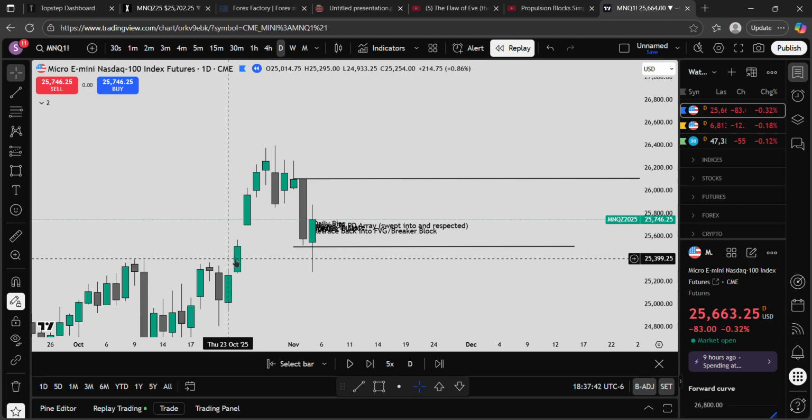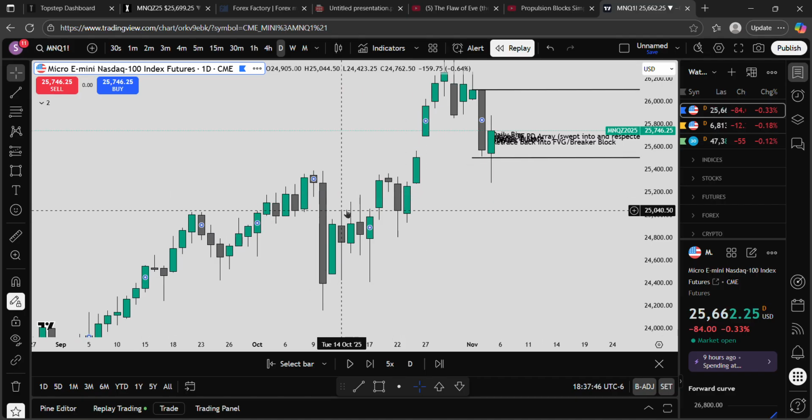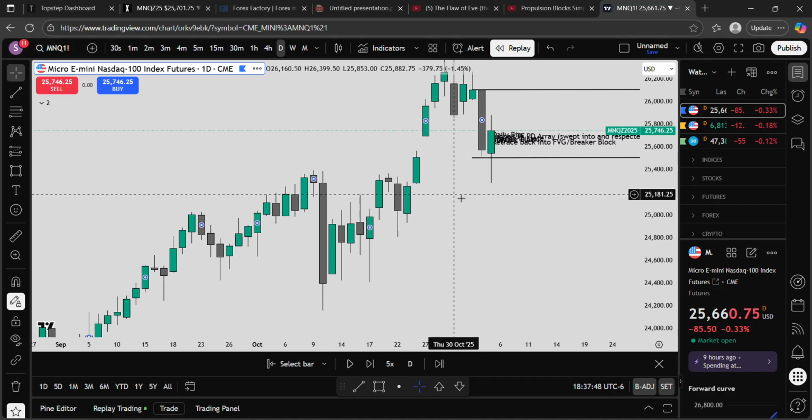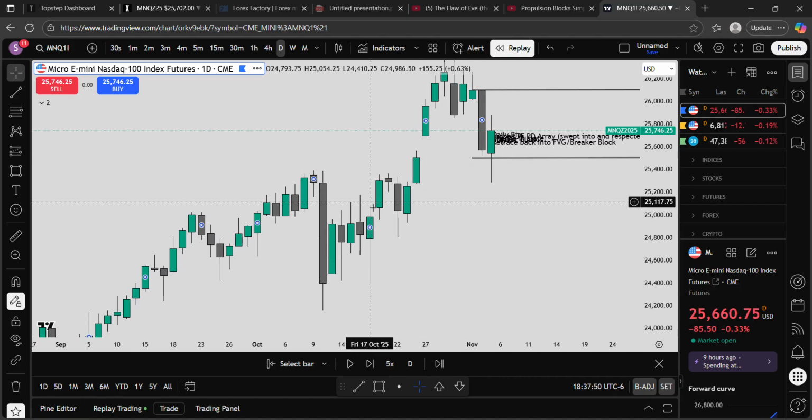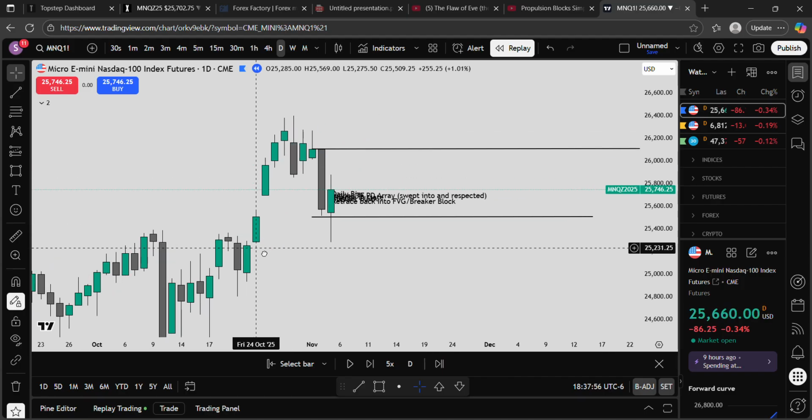If you don't know what a fair value gap is, it's pretty much just a gap that's formed because of inefficiency in the market and usually gets respected as support or resistance. So like this is a fair value gap. Obviously it didn't get respected, but this one seems to be getting respected.